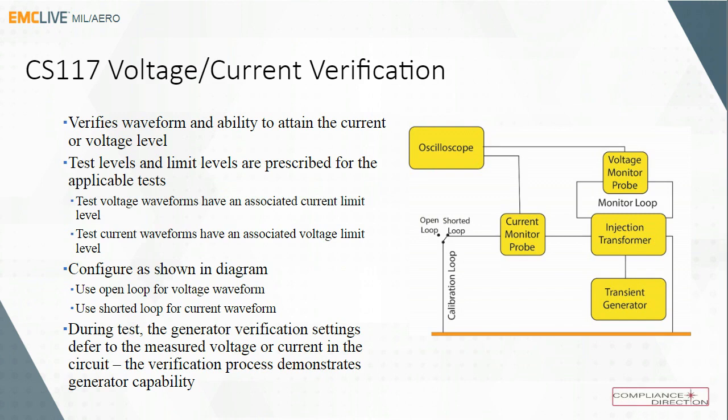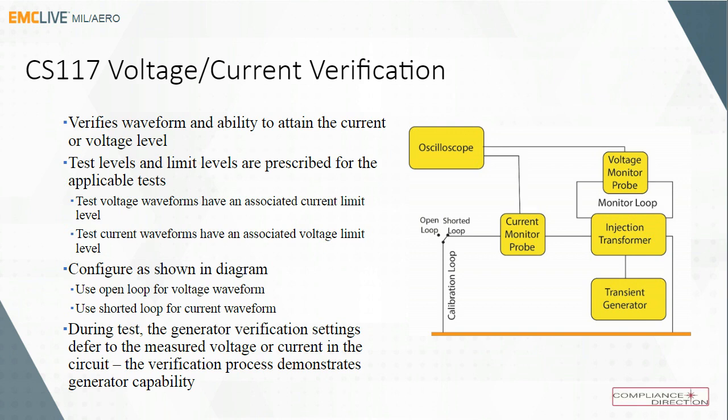CS117 also has a voltage or current verification associated with it to verify the waveform and the ability to determine the current or the voltage level. These test levels are prescribed for the particular test, with the voltage waveforms having an associated current limit, and the current waveforms having an associated voltage limit.